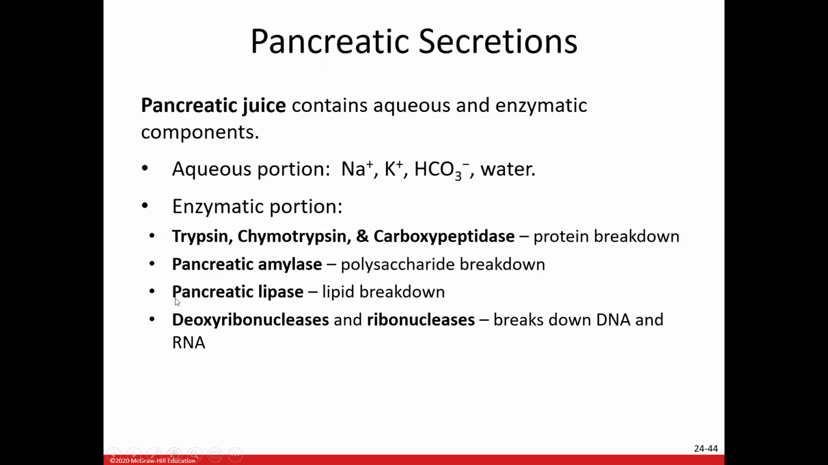And then your pancreatic lipase breaks down your lipids. And then a special two types of enzymes. We have deoxyribonuclease and ribonucleases, and those break down DNA and RNA respectively.